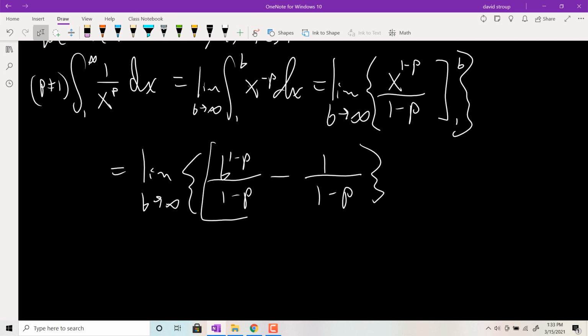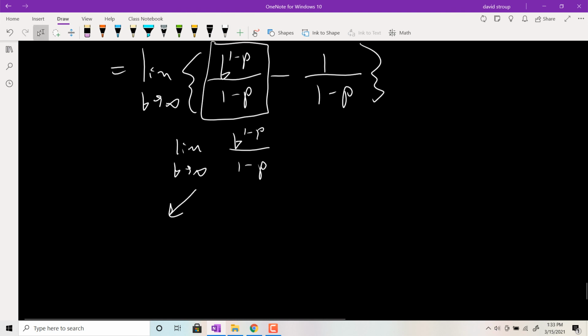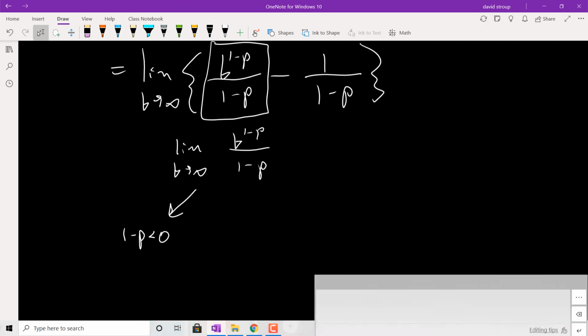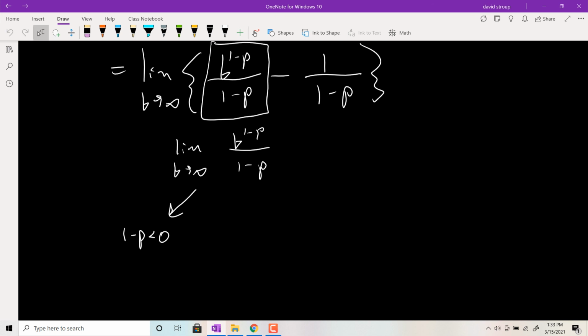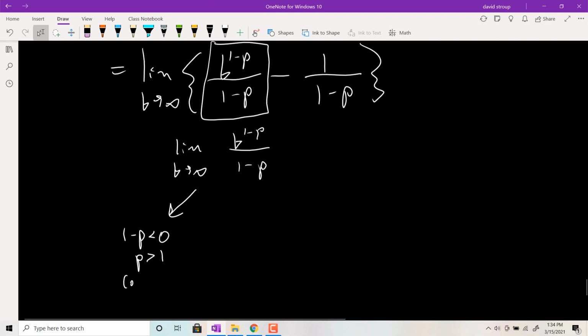So we'll extract this guy and take a closer look at it. The limit as b goes to infinity of b to the 1 minus p all over 1 minus p. I claim there's two cases here. One case is when 1 minus p is less than 0. When that happens, that numerator is going to drop to the denominator, and you're going to get an L over infinity form, which will equal 0. In other words, in this case, it'll be convergent. So p will be greater than 1, and it'll converge.